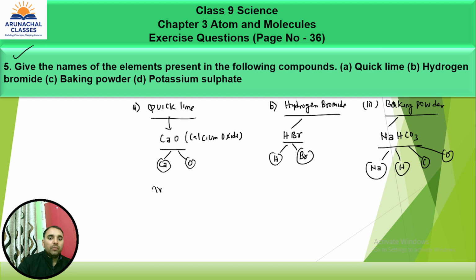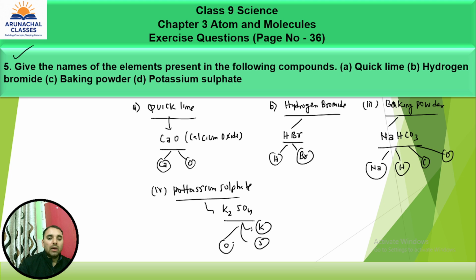Then we have the fourth one, that is potassium sulphate. Potassium sulphate formula is K2SO4. I can find here potassium, sulfur and oxygen; these are the elements which are present in the formula of this compound: potassium, sulfur and oxygen.